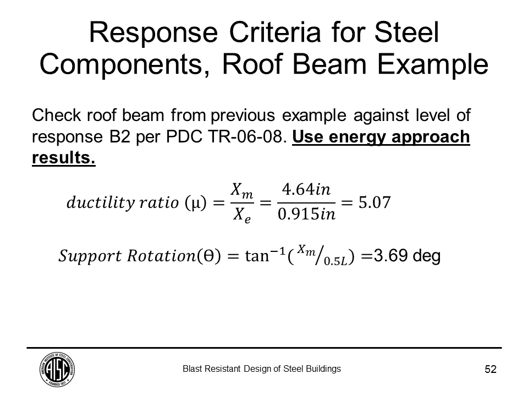So going back to the roof example that we saw recently. Let's just say we have that roof beam, and we're going to be using the results from the energy approach, which was like 4.6 of deflection. And we want to see if we satisfy the response level B2 per the Protective Design Center Technical Report 0608. So first thing we calculate is our ductility ratio. Previously, we had calculated the maximum deflection and the elastic deflection, so the ratio of those two gives us a ductility ratio of 5.1, more or less.